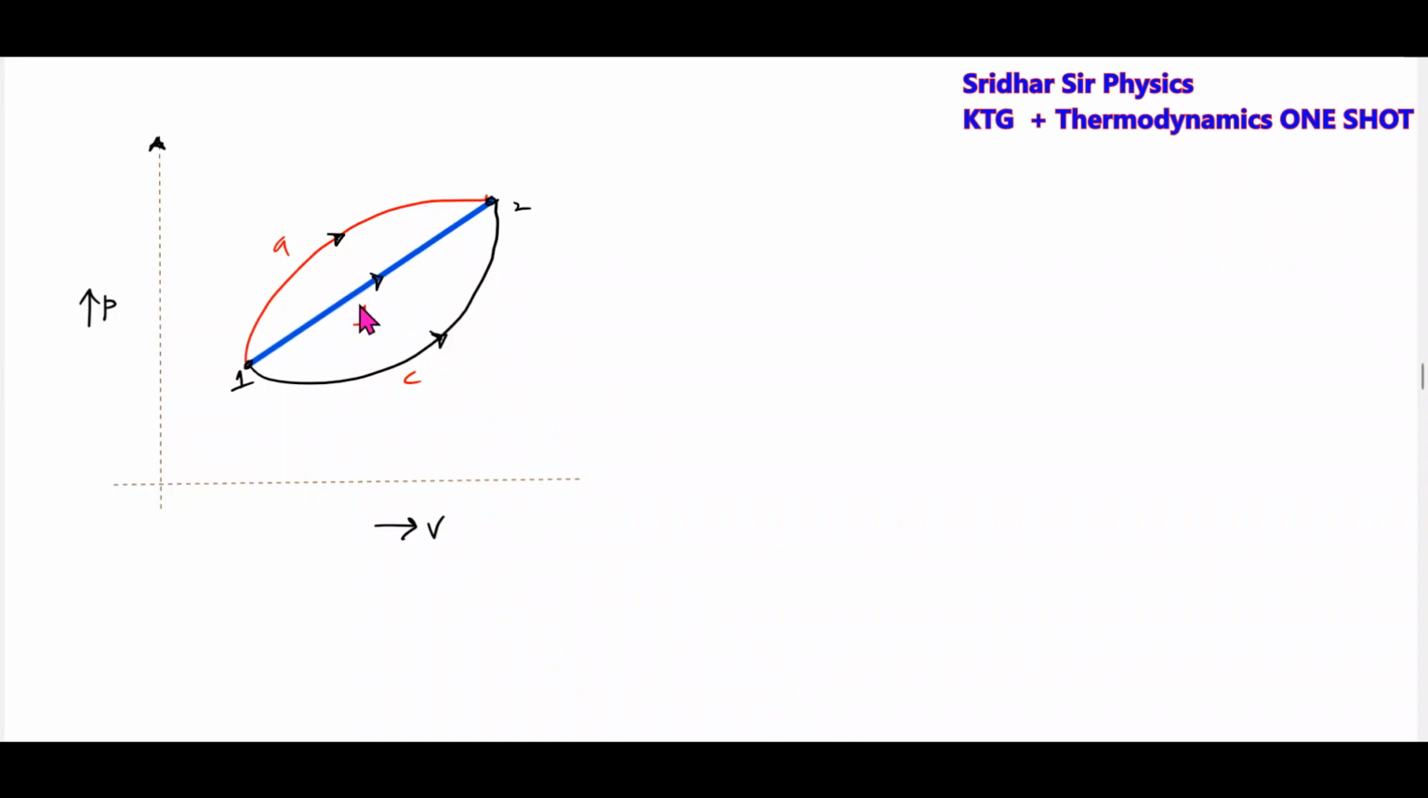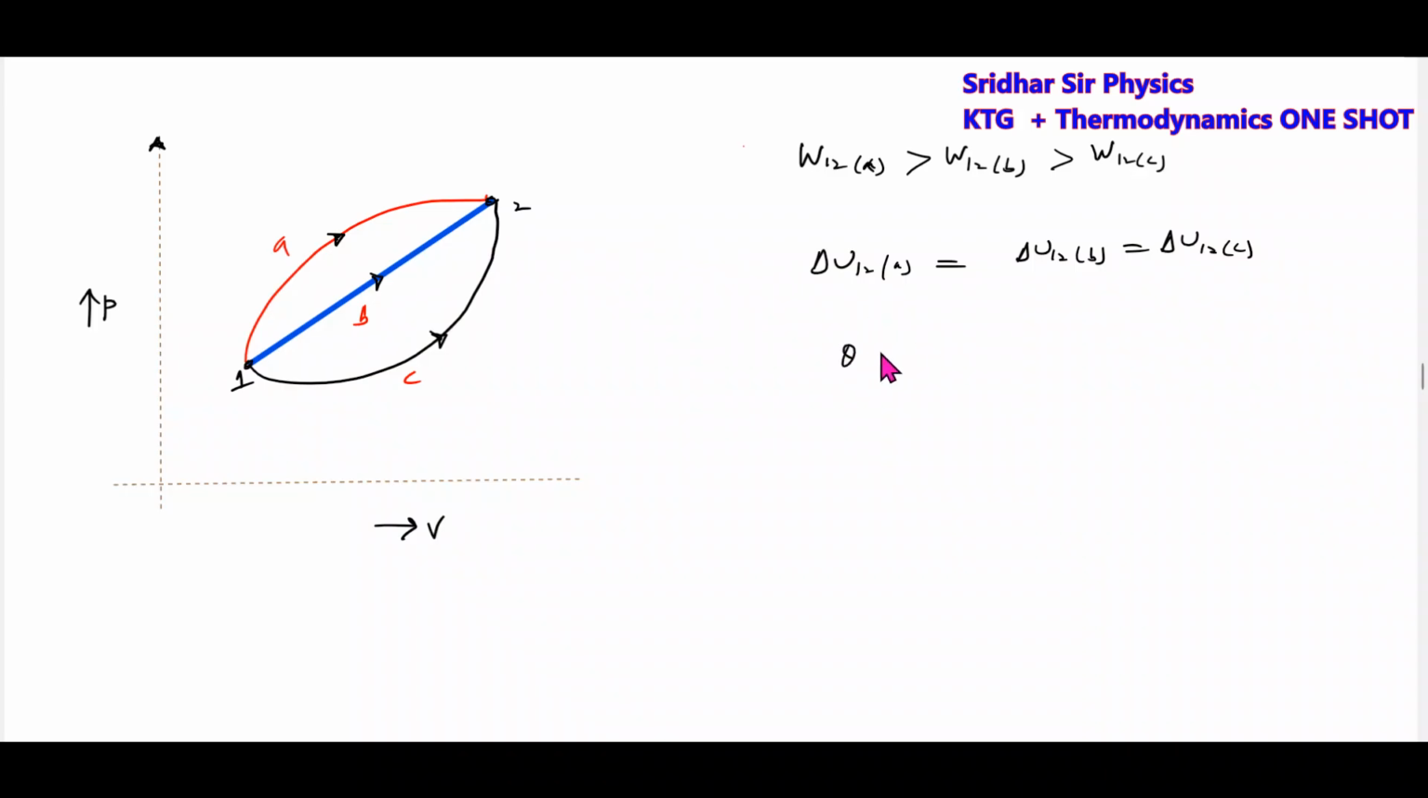So first we'll go for the work done. Work done along the path AB. The area under the curve will be more for this, so AB is greater than B, greater than C. Then what about the change in internal energy? The change in internal energy will be the same for all the paths.